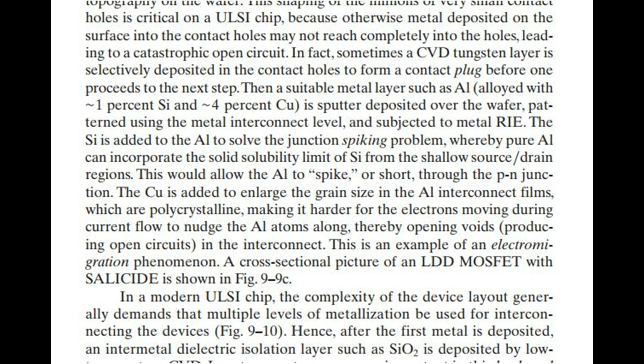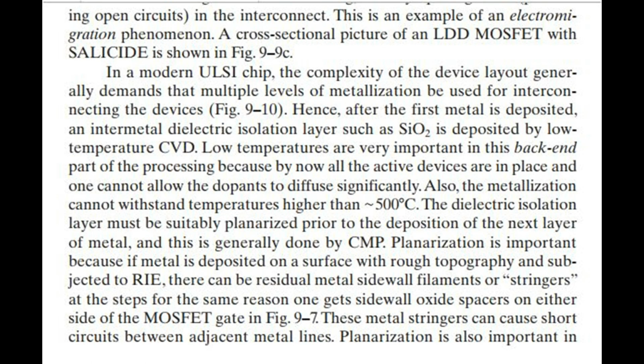In a modern ULSI chip, the complexity of the device layout generally demands that multiple levels of metallization be used for interconnecting the devices, Fig 9.10. Hence, after the first metal is deposited, an intermetal dielectric isolation layer such as silicon dioxide is deposited by low-temperature CVD. Low temperatures are very important in this back-end part of the processing because by now all the active devices are in place and one cannot allow the dopants to diffuse significantly. Also, the metallization cannot withstand temperatures higher than 500 Celsius degrees.